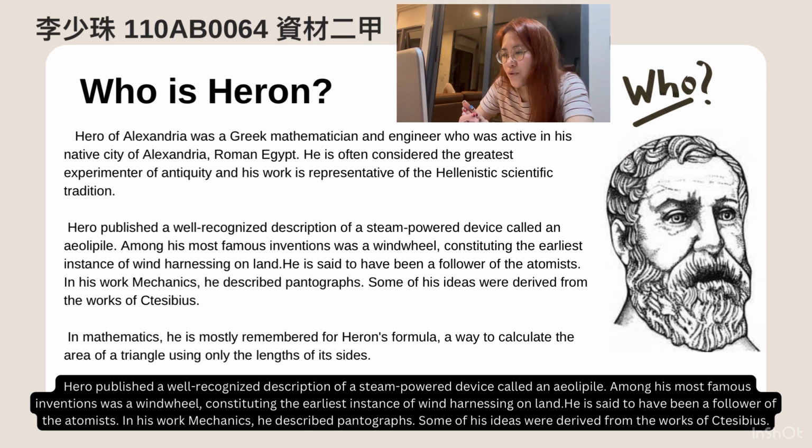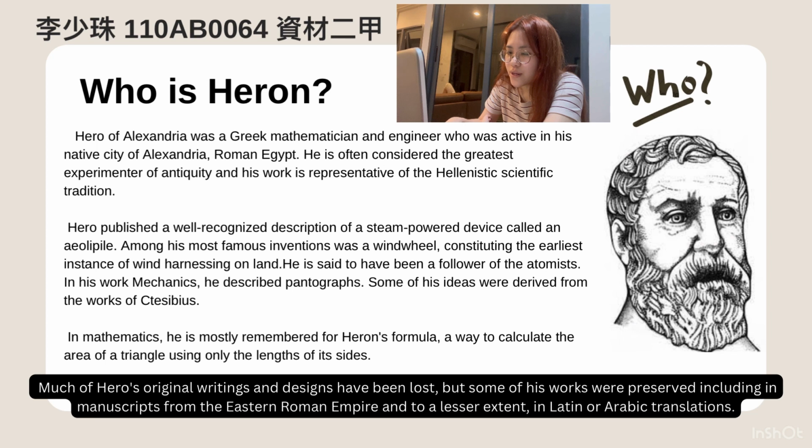Hero published a well-known description of a steam-powered device called the aeolipile. Among his most famous inventions was a wind wheel, constituting the earliest instance of wind harnessing on land. He is said to have been a follower of the atomists. In his work Mechanics, he described the pantograph. Some of his ideas were derived from the work of Ctesibius.